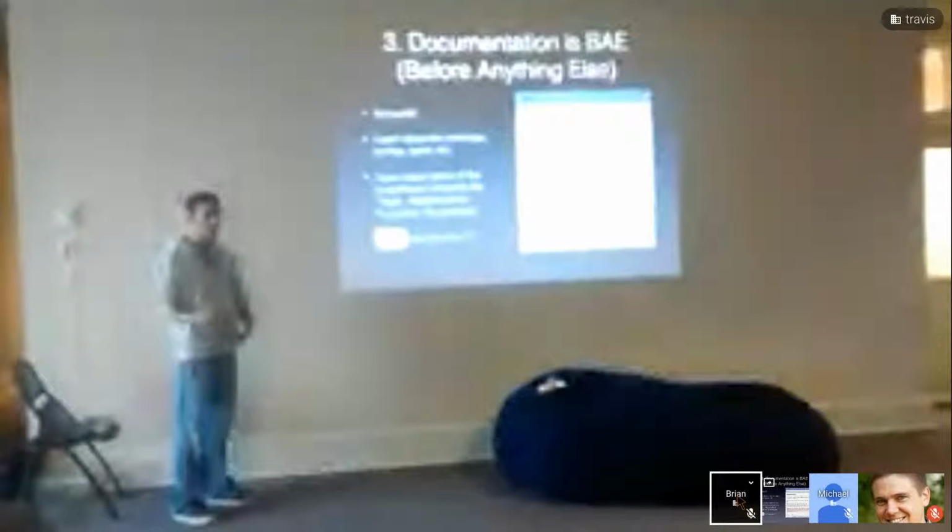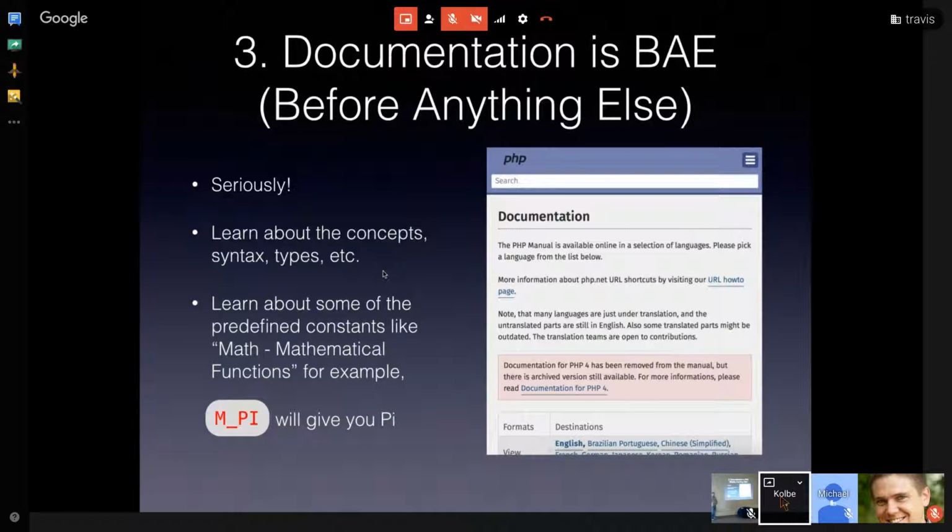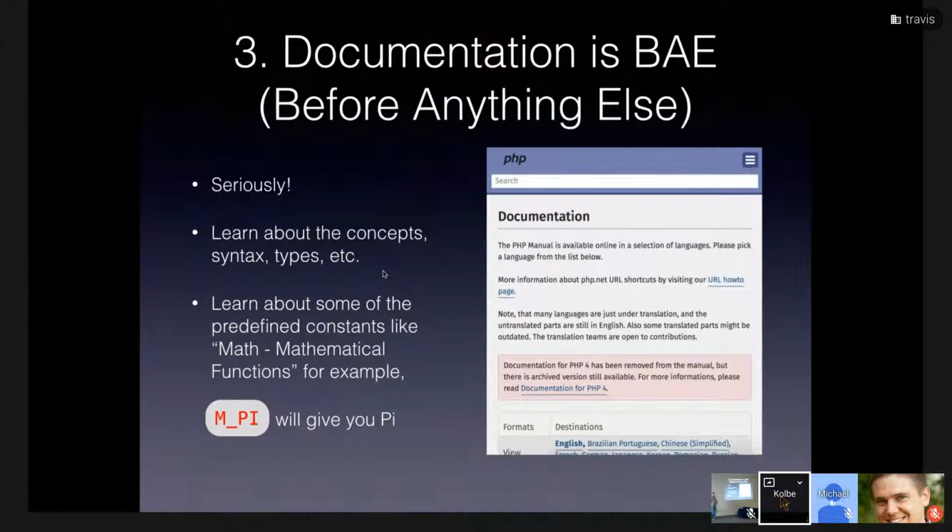For example, in the PHP documentation, you can learn about some of the predefined constants, like mathematical functions, and one of them is M_PI, which will give you pi. So how would you have known that if you didn't actually look at the documentation? So definitely look in the documentation because there's so much that's already there for you to use. You wouldn't have to write up pi yourself. There's already a constant there waiting for you to use. So always look at documentation before hopping in.